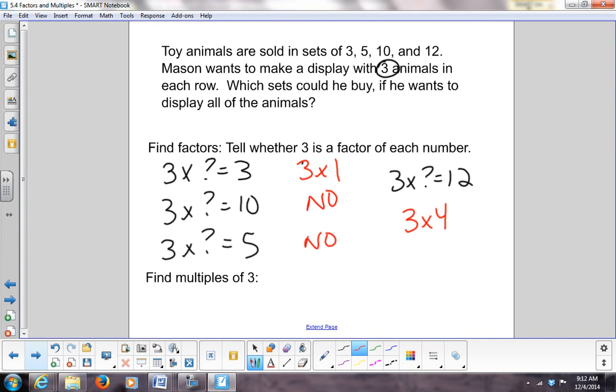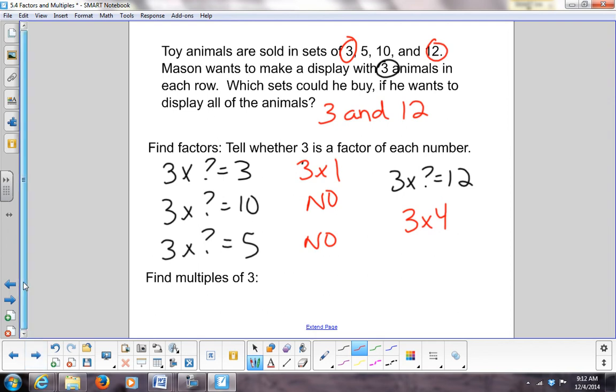Elise. We can buy 3 and 12. They can only buy 3 and 12. Does that make sense to everybody? Yes. Okay, that is a question that you might find on your test.